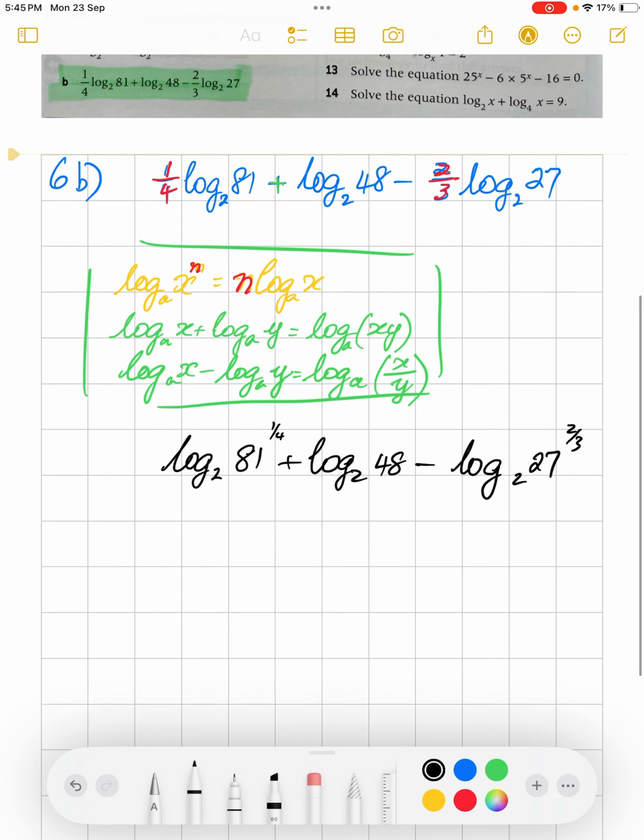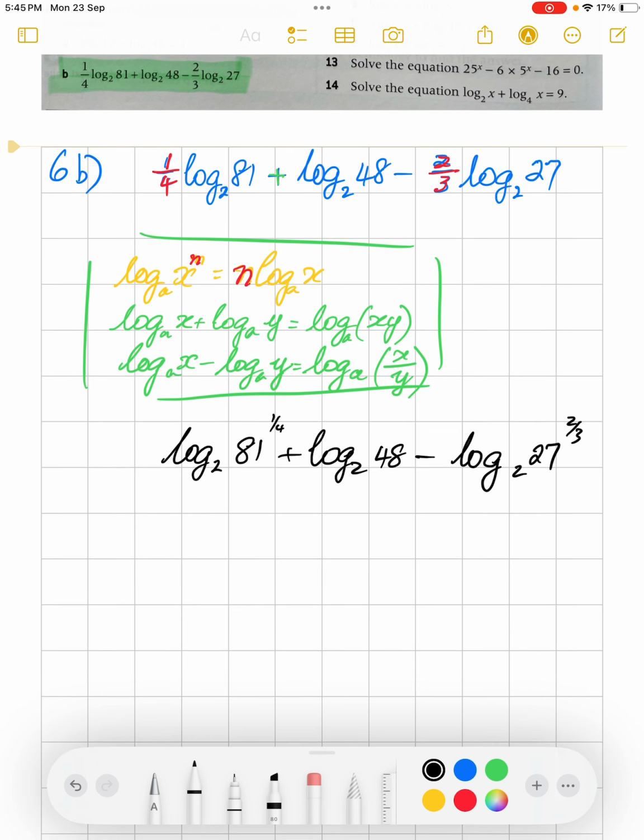Now, can we simplify these? Do we know what 81 to the power of 1/4 is? Well, 3 times 3 times 3 times 3 is 81. So 81 to the power of a quarter means the 4th root of 81, and that is 3. So we can replace 81 to the power of a quarter with 3.